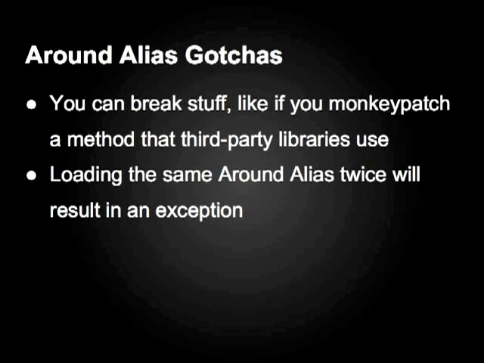Do be careful if you decide to use this. You can break stuff, sort of like if you monkey patch a method that third-party libraries use. If there's code out there that's expecting methods to act in a certain way, and then you start changing things, your changes might ripple a little bit further than you expected, and things might break. And second, if you use this twice in the same class, in the same way, in other words, you call alias_method old_sentence_size twice, and then you call the sentence_size method, you're going to get a stack level too deep error. Ruby's just going to throw up its hands and say, I'm in a loop, and I don't know what to do, and this is going to crash.